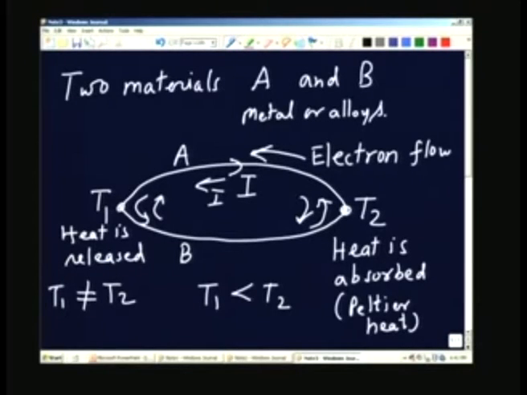So, the heat absorption, or the Peltier heat which is absorbed at the junction as the current is maintained, the direction of the current determines whether the absorption or release of heat is going to take place. That is why we call it a reversible process. Reversible absorption or rejection of heat. This is the Peltier effect.